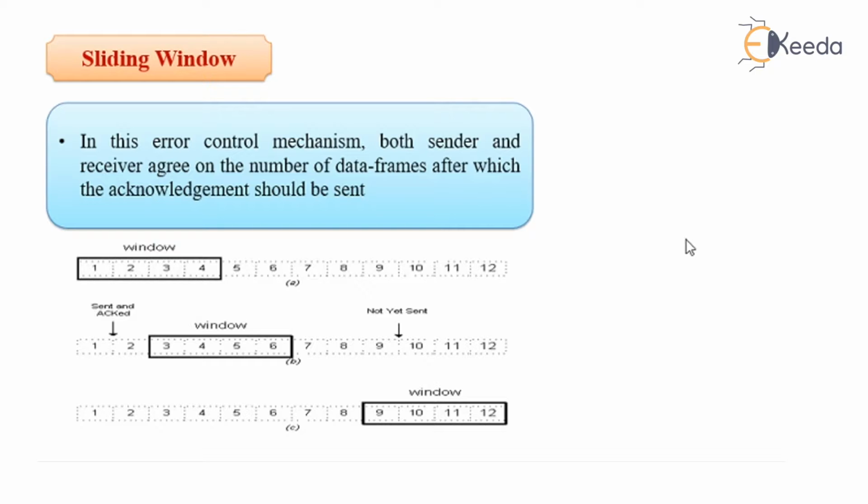In this error control mechanism, both sender and receiver agree on the number of data frames after which the acknowledgement should be sent. So the size of the window here is 4, which is mutually decided by the sender and receiver. After the transmission of every 4 bits, the acknowledgement will be received and the window will be slid further until all the data bits are covered.